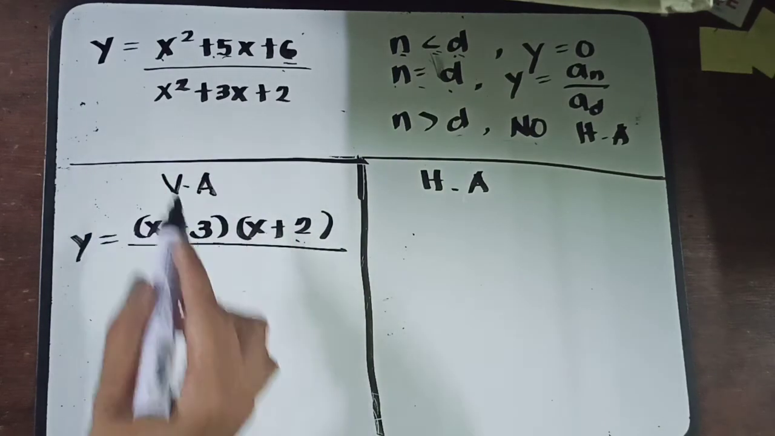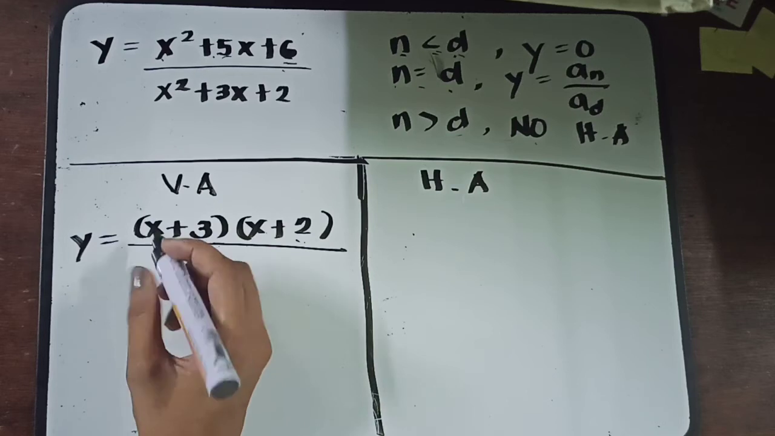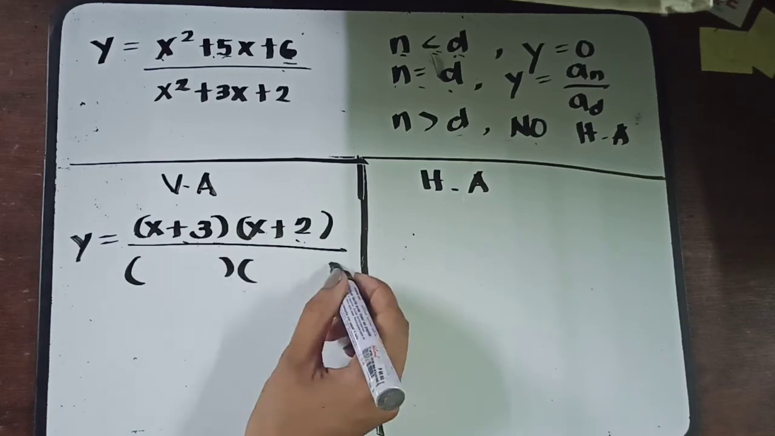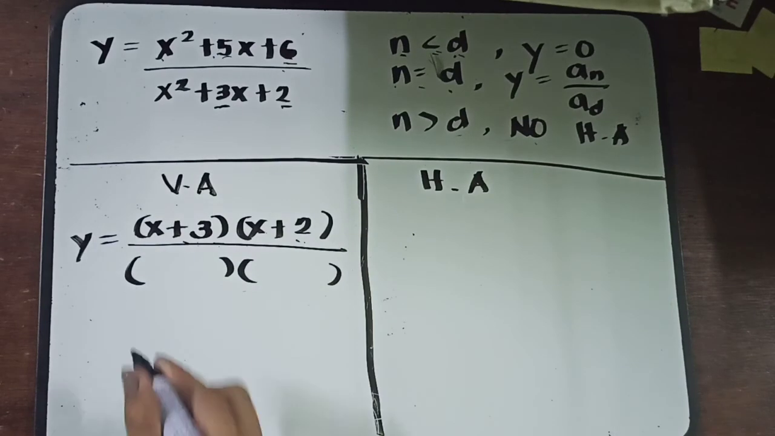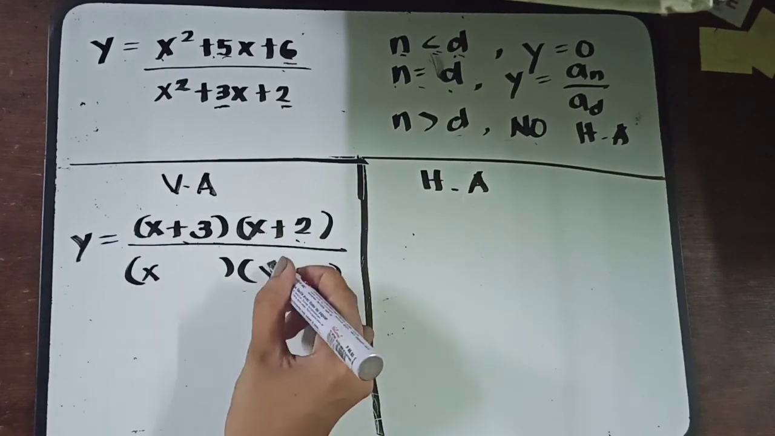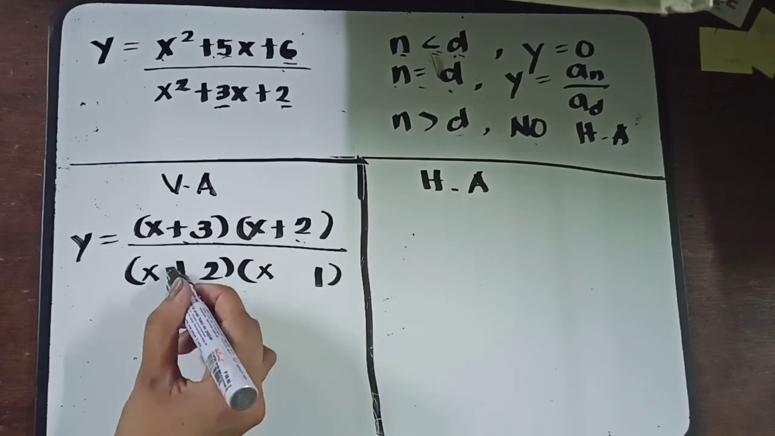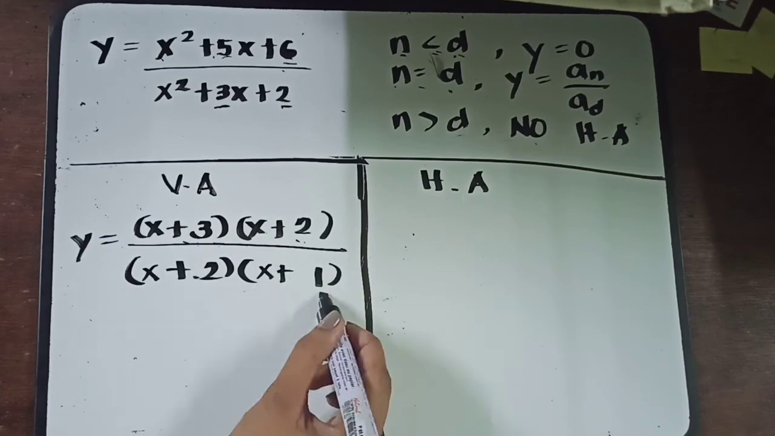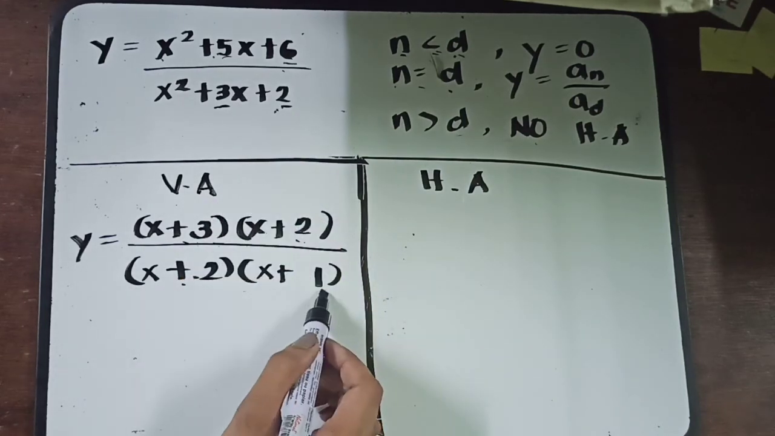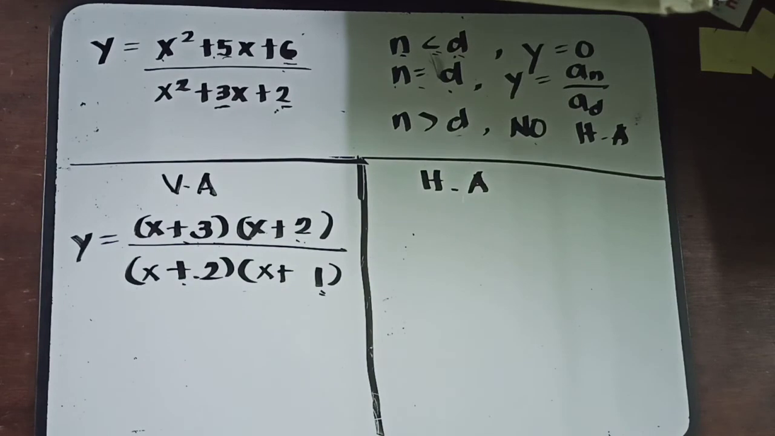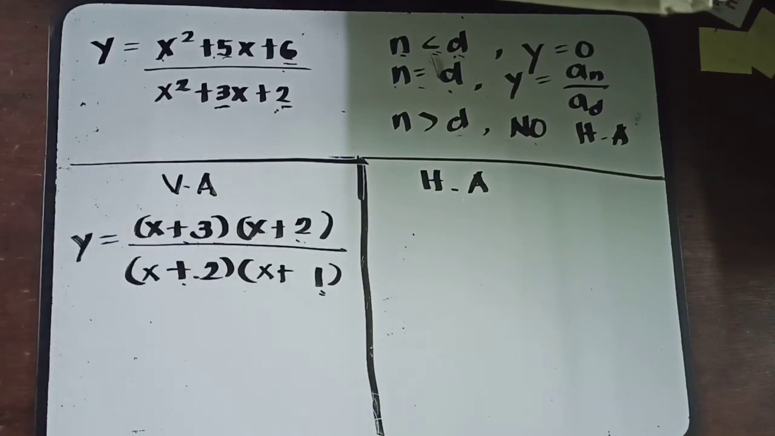Factor naman natin ngayon yung denominator. So, isip ulit tayo ng dalawang number na kapag pinag-multiply naman, ang sagot ay 2 at pag pinag-add, ang sagot ay 3. So, ang dalawang number na yon is positive 2 and positive 1. So, positive 2 multiplied by positive 1, that is positive 2. Positive 2 plus positive 1 is positive 3. So, ang factor nitong trinomial na to is ito.